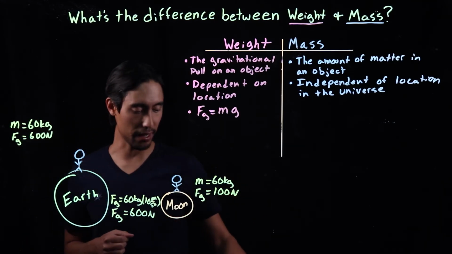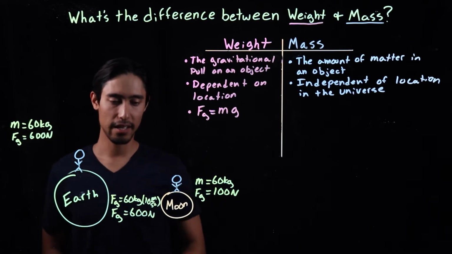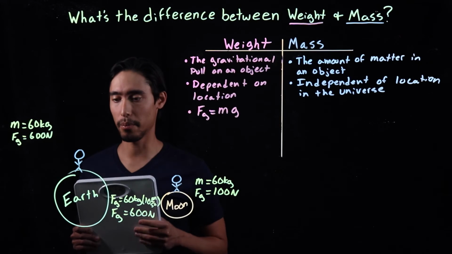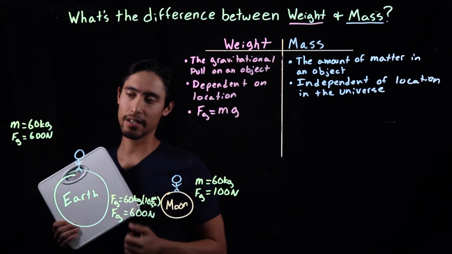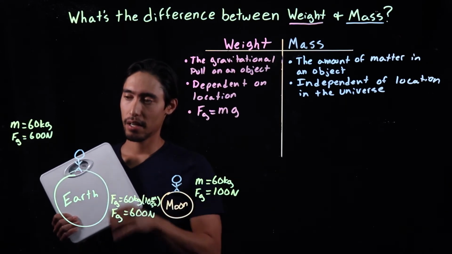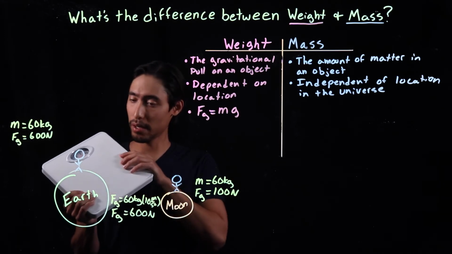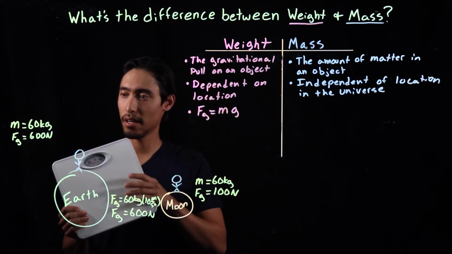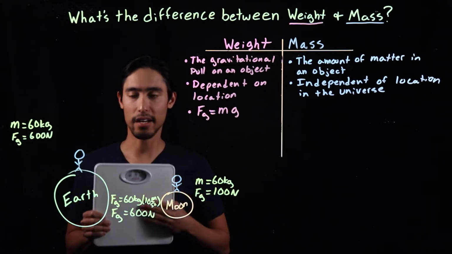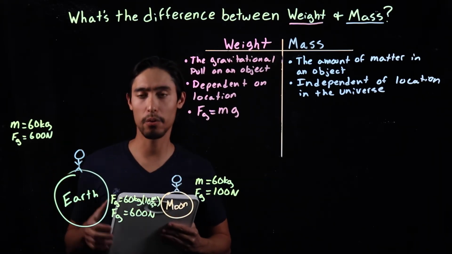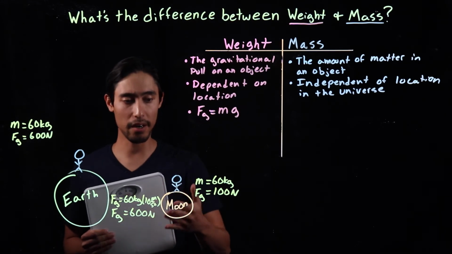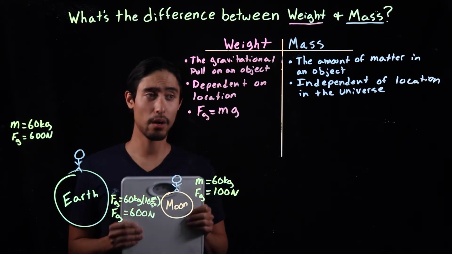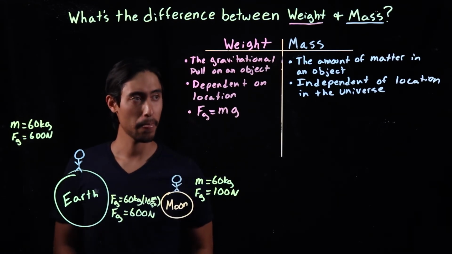So significantly less. And so what that means is, let's say you brought a bathroom scale with you to the moon, and you stepped on it here on Earth. When you step on it, gravity is pulling your mass down onto that scale. And so this scale would read 600 newtons. If you brought it with you to the moon and you stepped on it there, it would read 100 newtons.